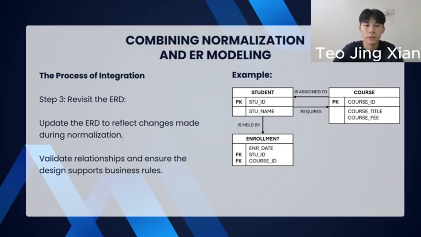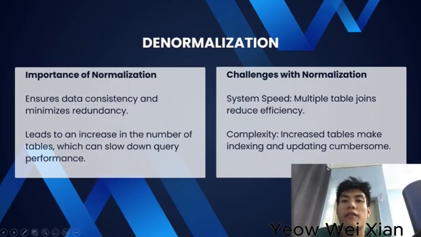Hi everyone, today I will discuss denormalization, a technique used to improve database performance. The importance of normalization is that it ensures data consistency and reduces redundancy, but it increases the number of tables, which can slow down system performance.